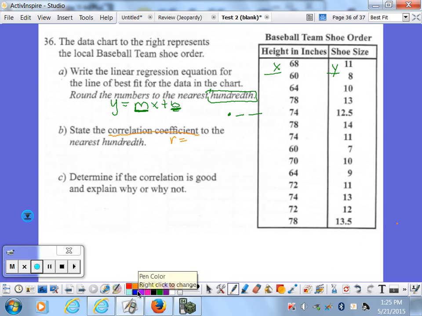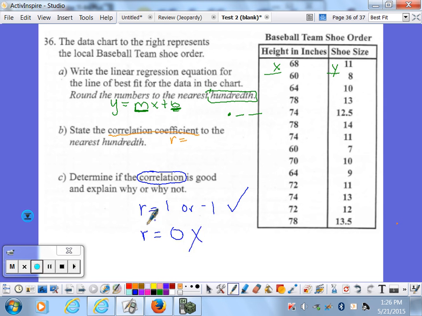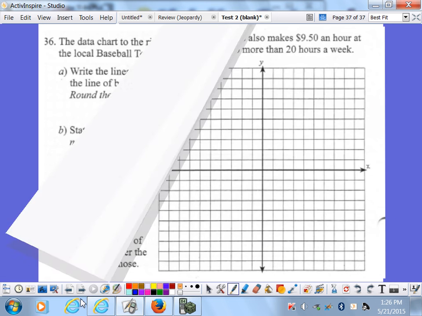And letter C, determine if the correlation is good and explain why or why not. Remember that correlation just stands for a relationship. You tell if a correlation is good or not if the R value is very close to 1 or -1, that means it's a strong relationship. It is good. If it's not very close to 1 or -1, like it's close to 0, that means it's a bad relationship. Those variables were not connected very well. So you want to say whether it's good or not and write on your paper why you came to that conclusion. Go ahead.